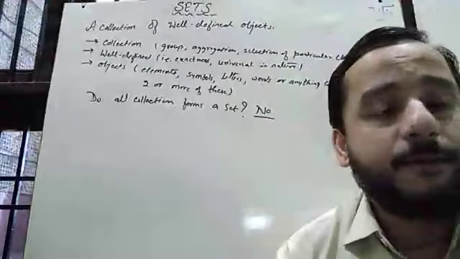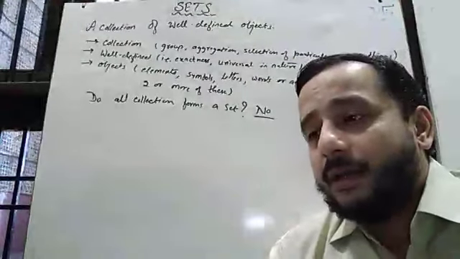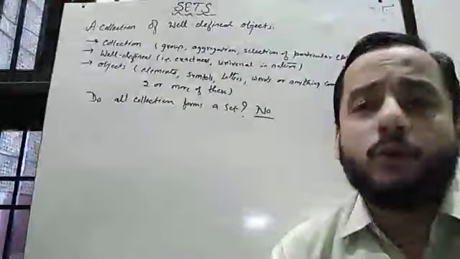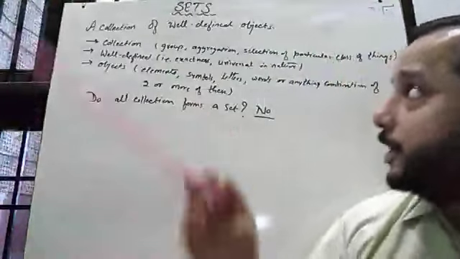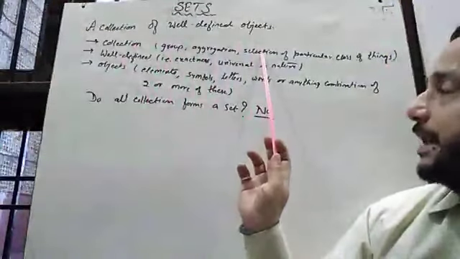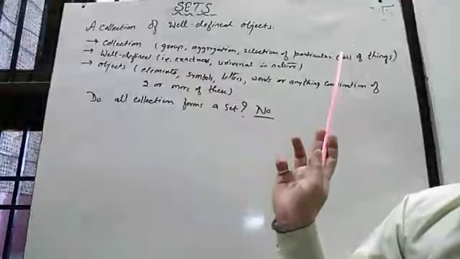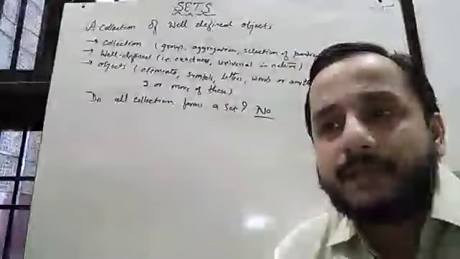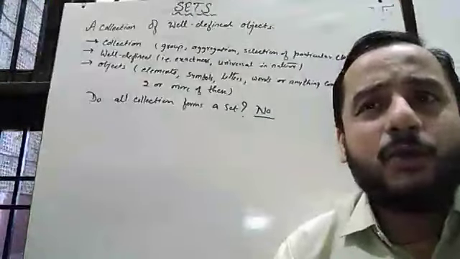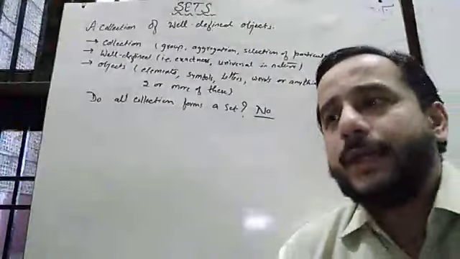Now among these three, as per the common English language, a collection is a group. It may be a group, an aggregation of some things, a collection, or a selection of a particular class of things. What does it mean? It is just grouping something all together.